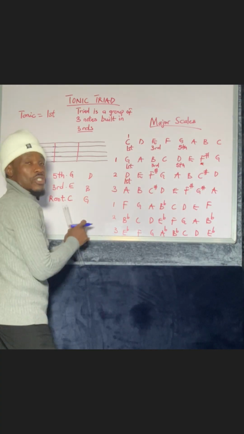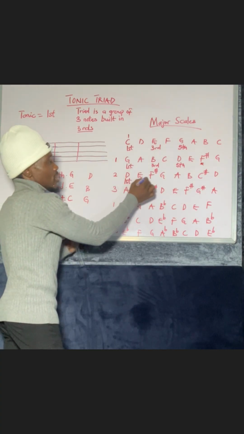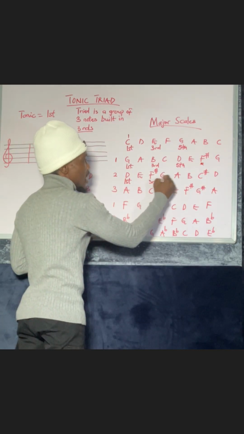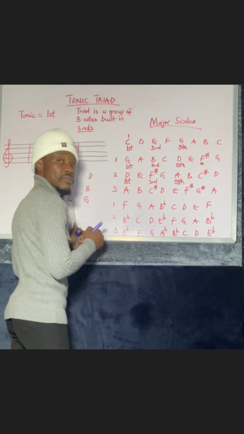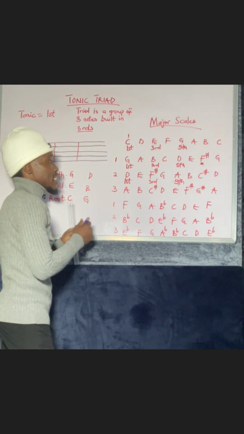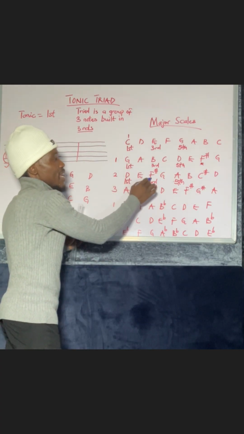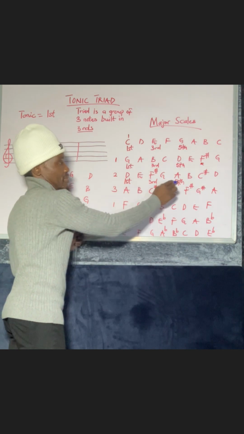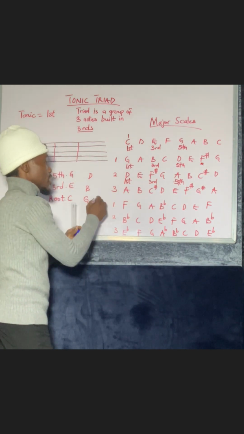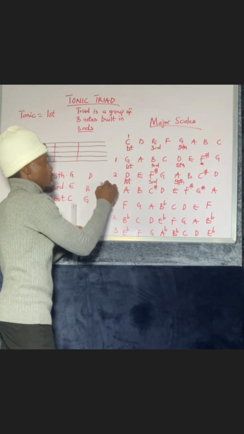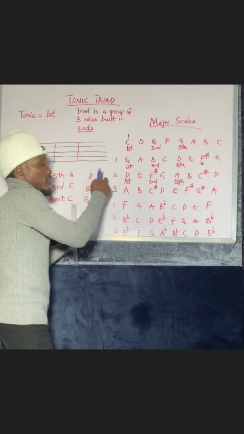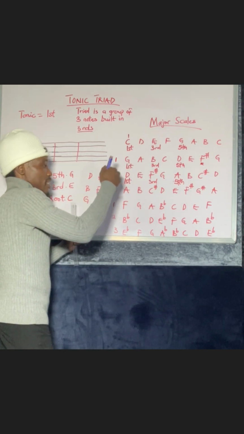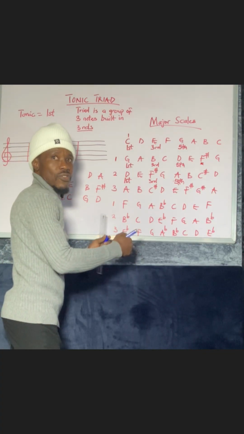Then for D major, it is the first note, the third again, and the fifth. So what are the letters here? We have D, F sharp, and A for D major. D, F sharp, A. The root, the third, and the fifth for D major. The same ideas for others.